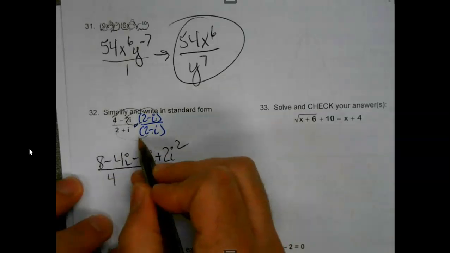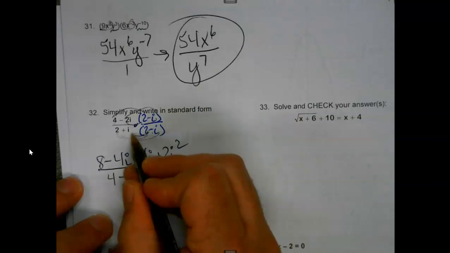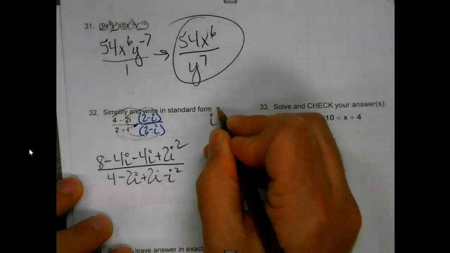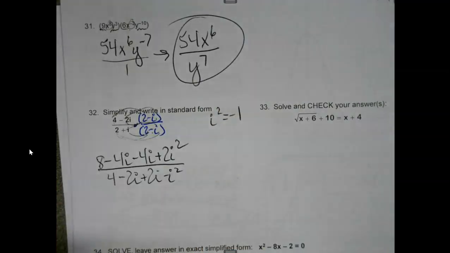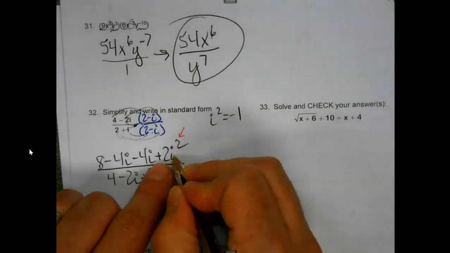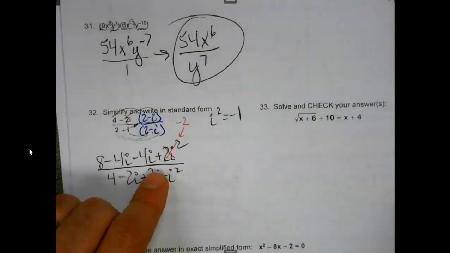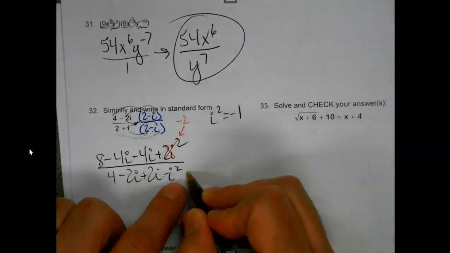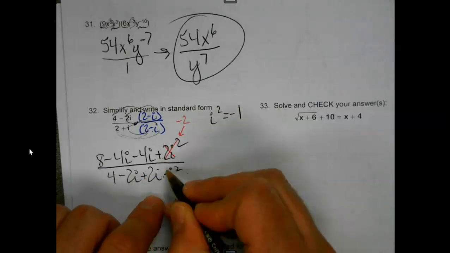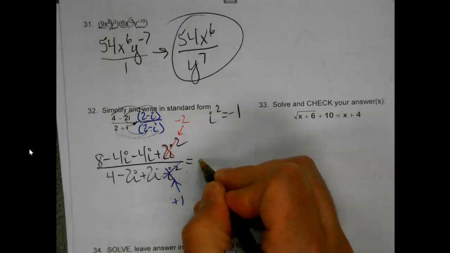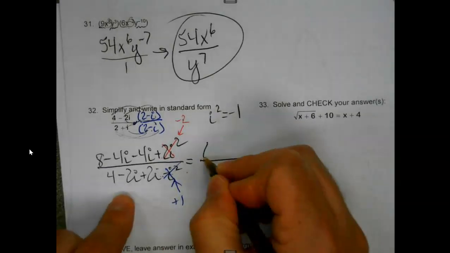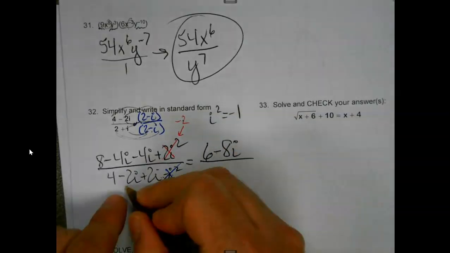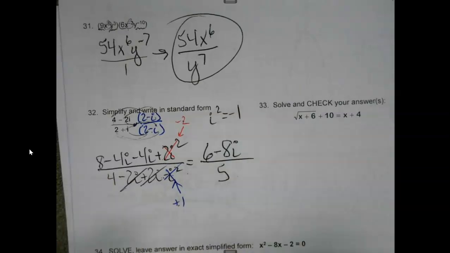First, outer, inner, last. i squared still equals negative 1. So this is 2 times negative 1, which means that's really negative 2. And this is negative 1. The opposite of negative 1 is positive 1. 8 minus 2 is 6. Negative times negative does not cancel. That is minus 8i. i's cancel. 4 plus 1 is 5.